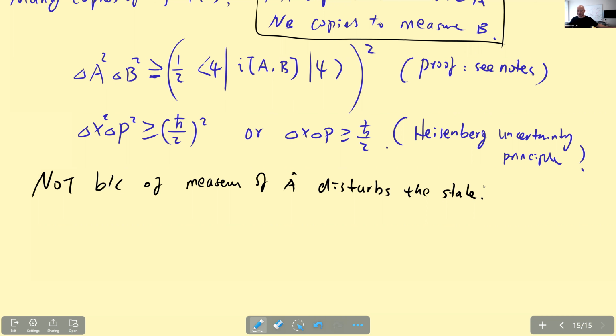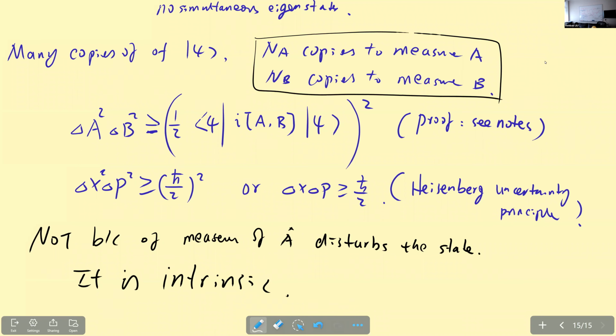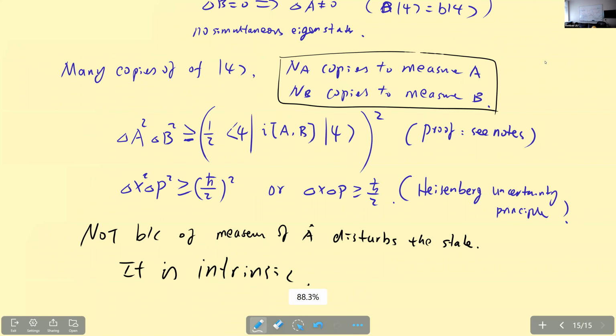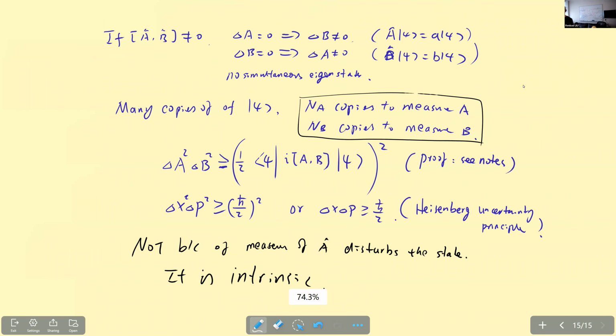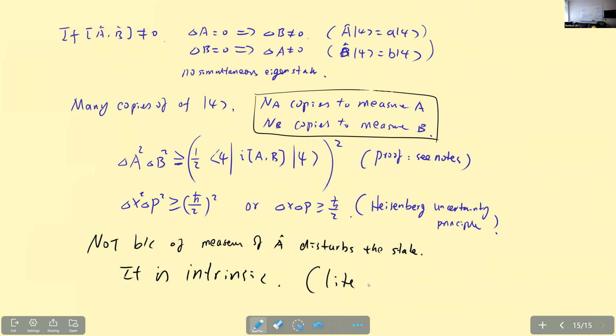You can actually have many copies and use these copies to measure A and those copies to measure B. They don't actually interfere with each other. It is the intrinsic property of quantum states, okay? Right, it's just like a Fourier transform. If I have a wave packet, if I have the position of this wave packet well defined, and then the momentum, the wave vector of that one is not well defined, okay? Right? So like the position and the wave vector of a wave packet.